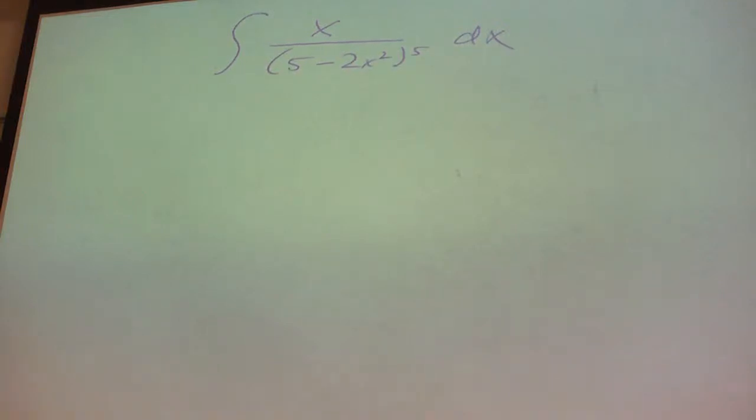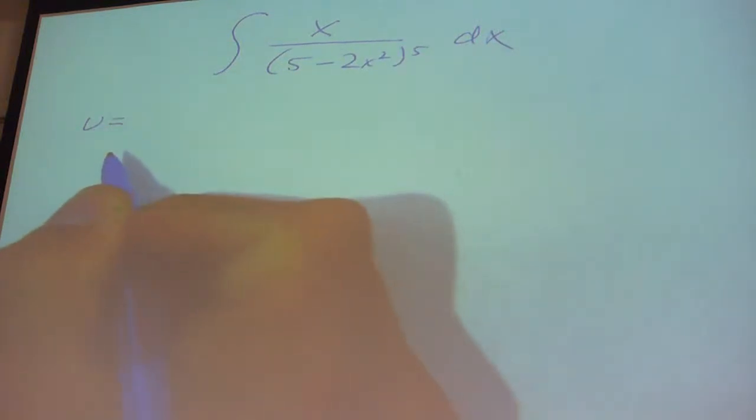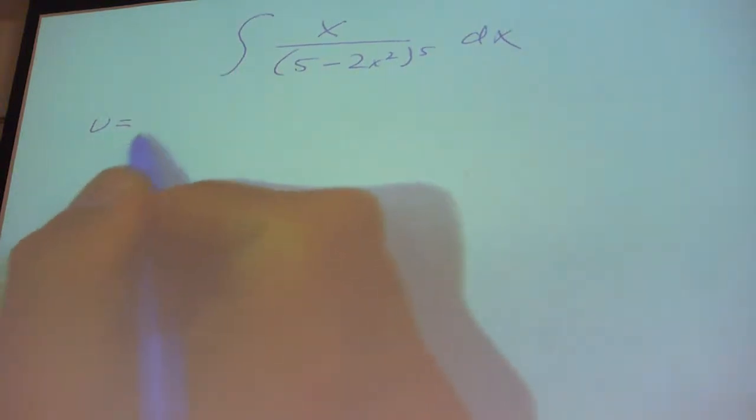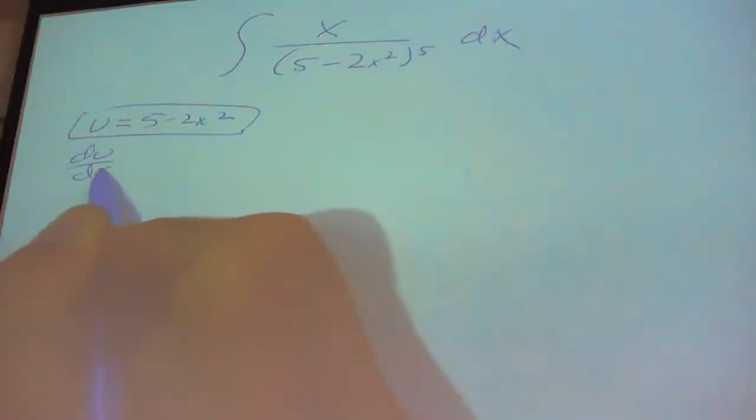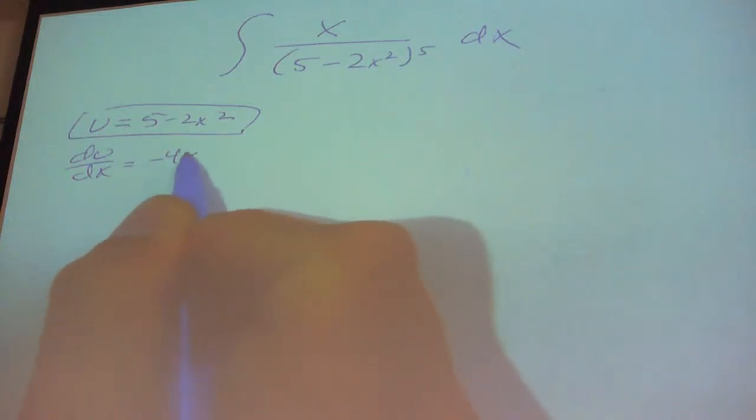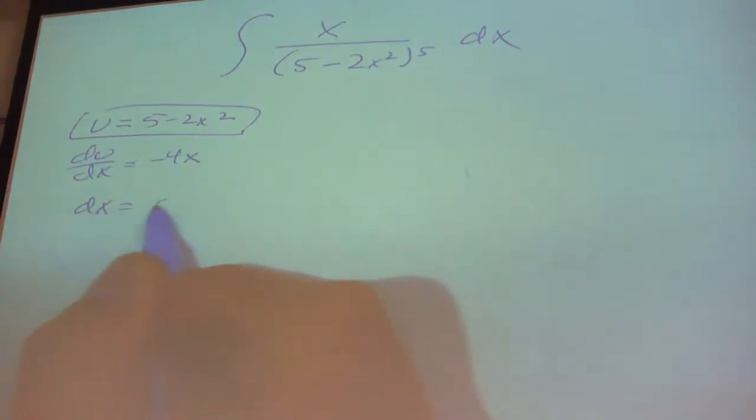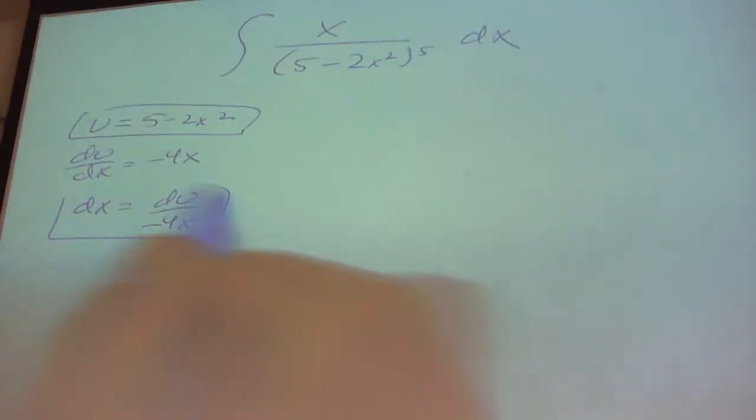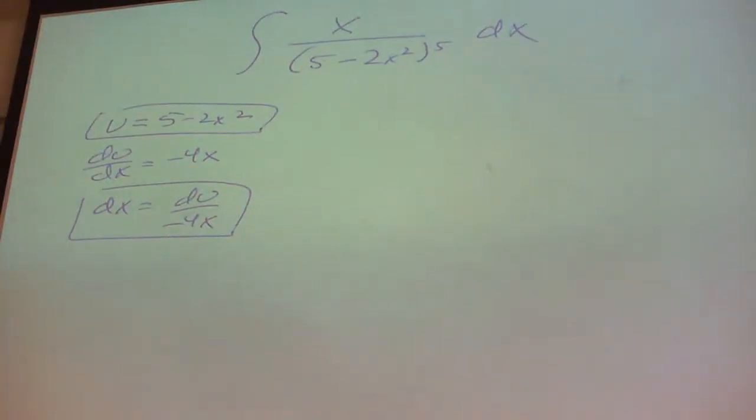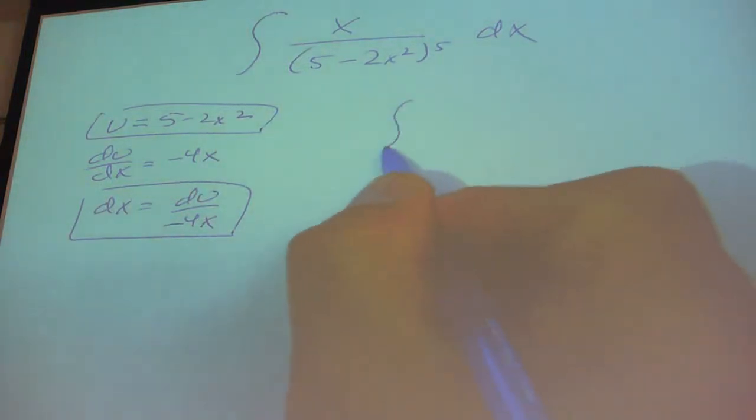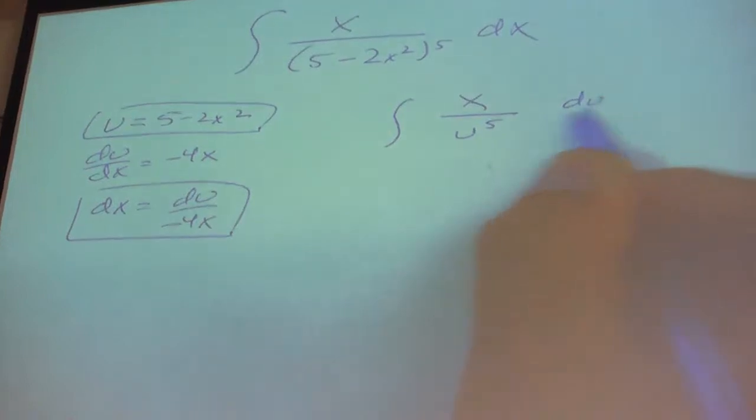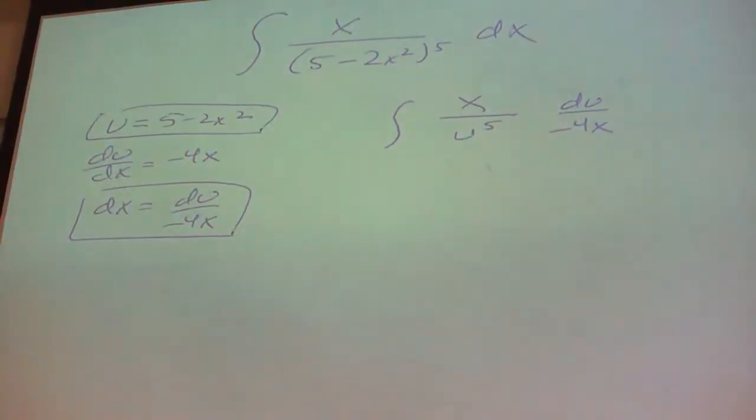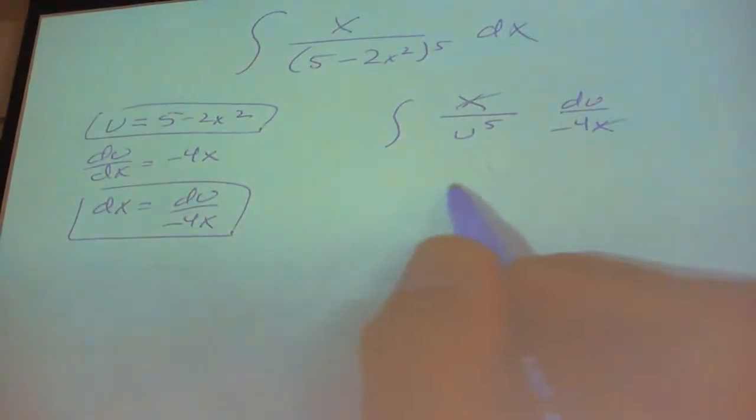Okay, so this is going to be u equals what? 5 minus 2x squared. Derivative of u with respect to x is minus 4x. So dx equals du over negative 4x. Don't forget that negative, be careful. When we do the integral, this will be x over u to the 5th du over negative 4x. Questions there? x, what am I left with?